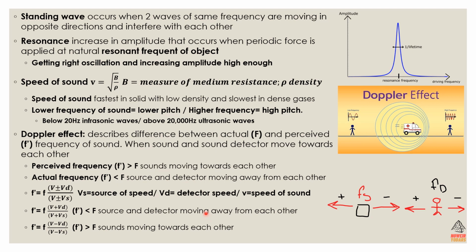But what if the source wants to move away from John? So the source moving away from John is going to be positive, right? And the closer objects get to each other, the increased observed frequency.